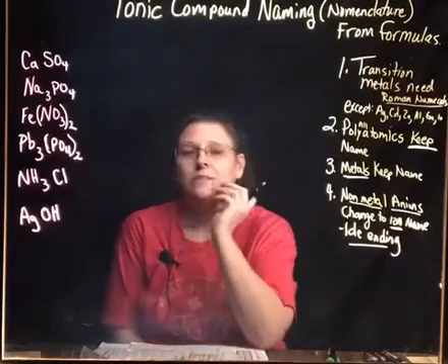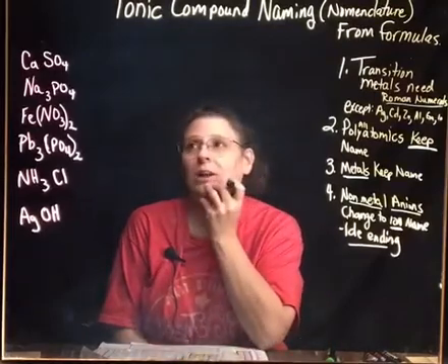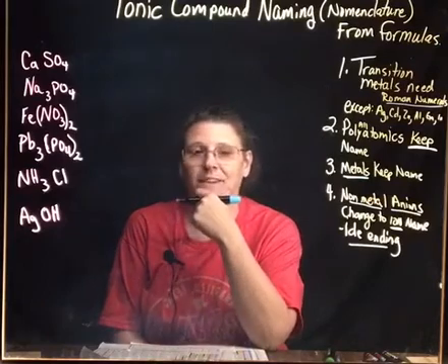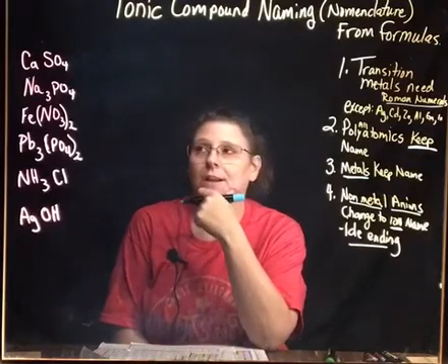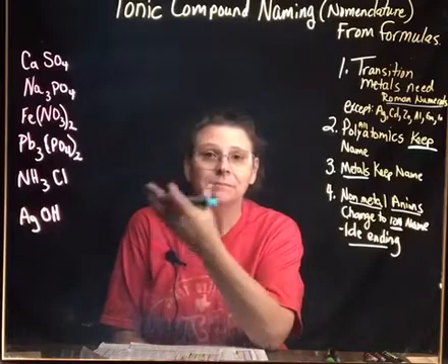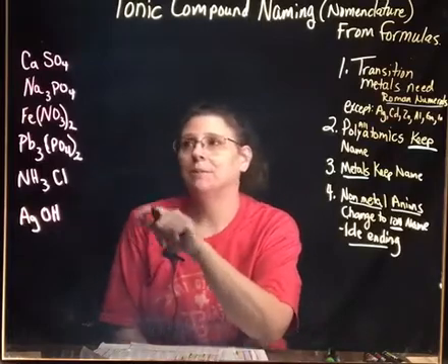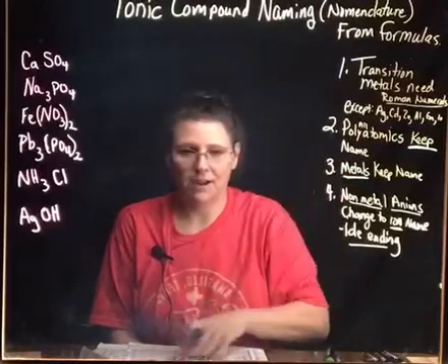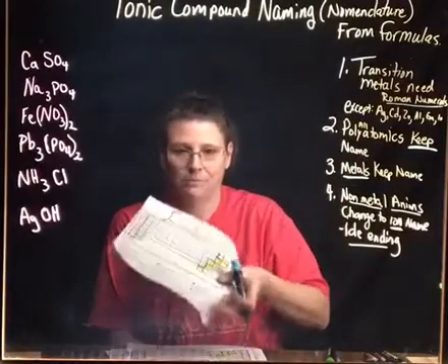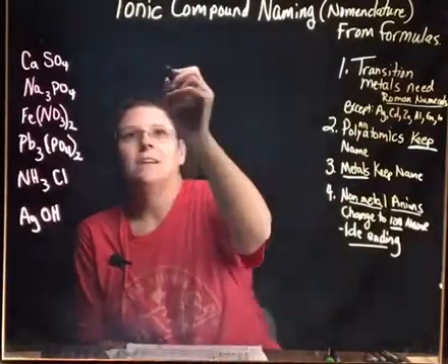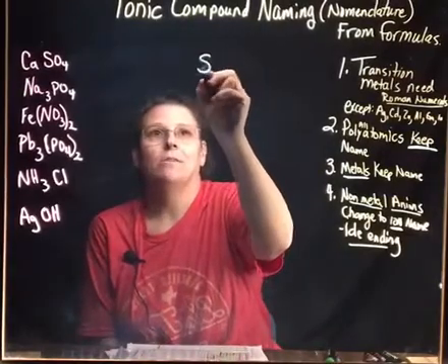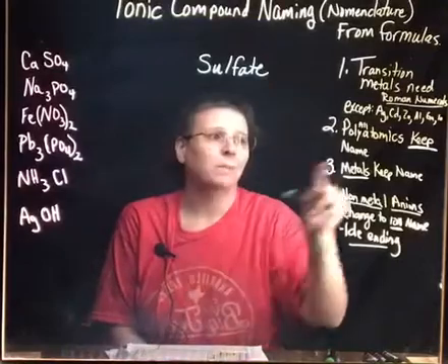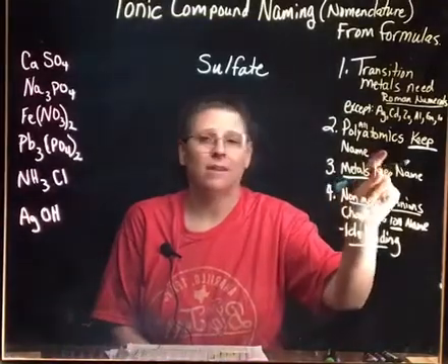We have CaSO4. Well, I know that I have more than 2 elements in there, so I have to have a polyatomic ion. It's not going to be calcium, because calcium's on my periodic table. It's the SO4. So if I go to the polyatomic ion chart on the back of my periodic table, I will find that SO4 is sulfate. And I'm going to just write it down, because polyatomic ions keep their name.